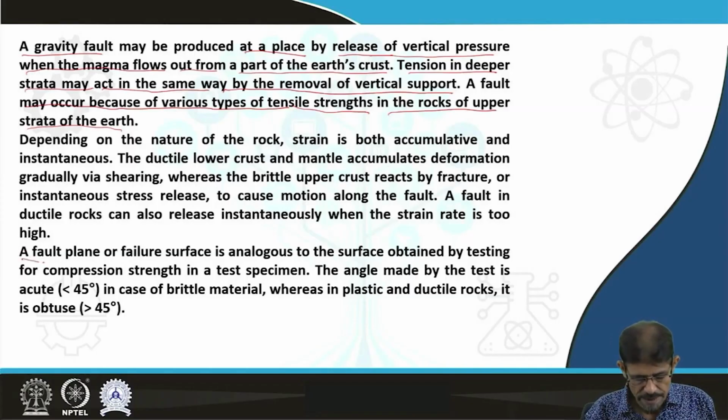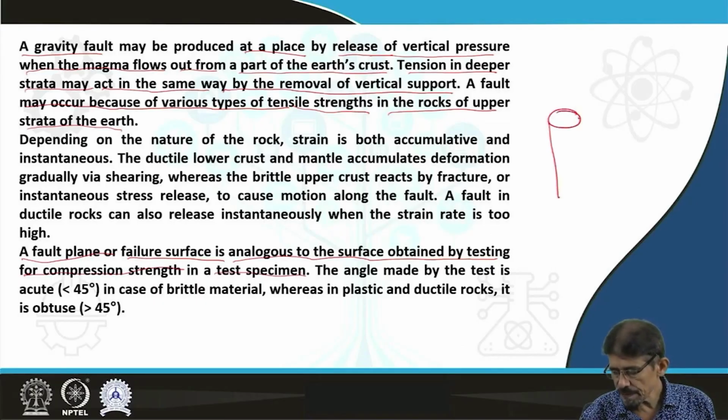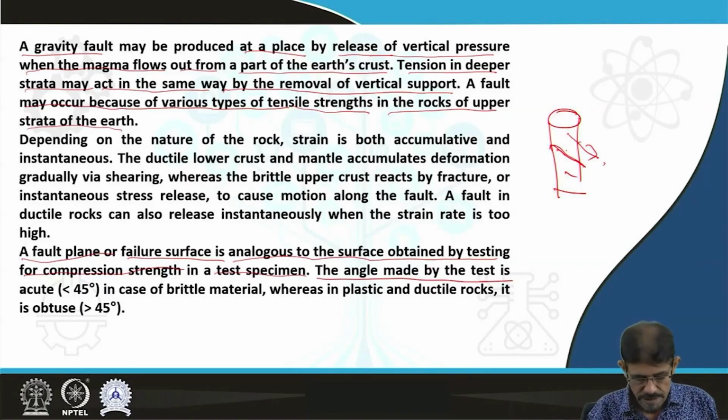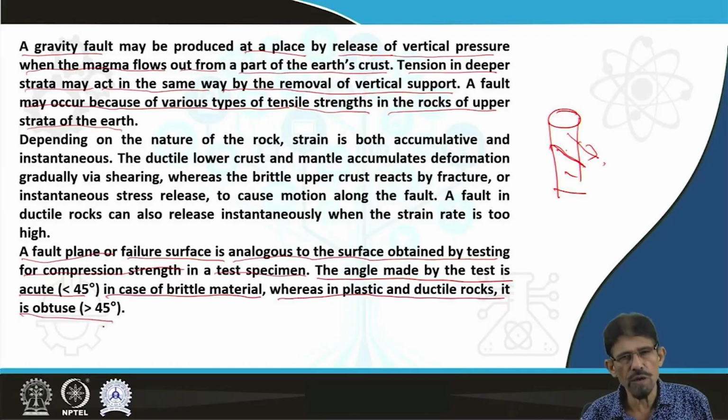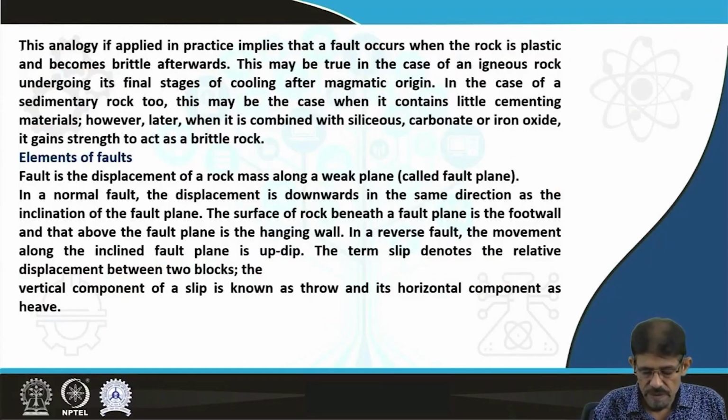A fault plane or failure surface is analogous to the surface obtained by testing for compression strength in a test specimen. When we test, a fault develops, and then one part shifts. The angle made by the failure plane is acute, less than 45 degrees, in the case of brittle material, whereas in plastic and ductile materials it may be more than 45. This analogy is applied to understand faults, as we have already discussed.